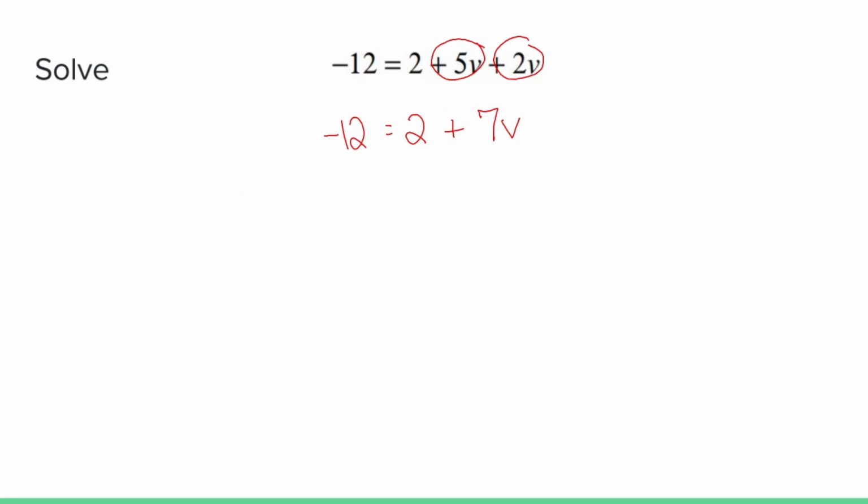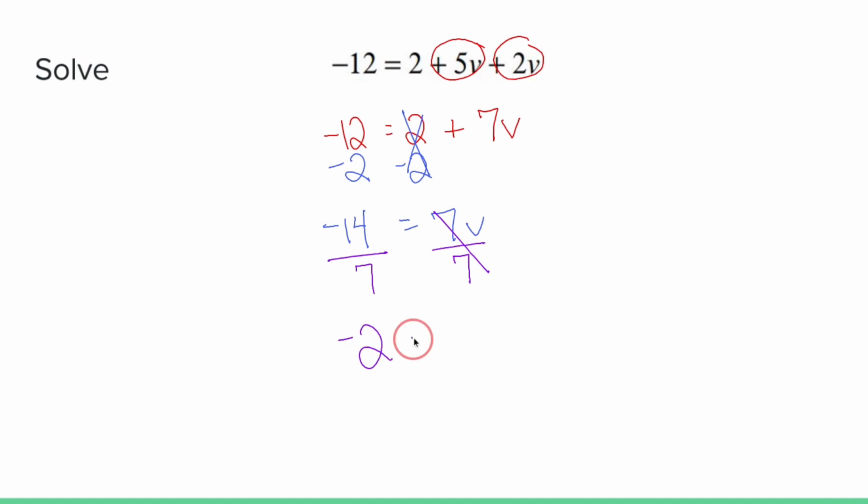Now we have a two-step equation. So subtract 2 from both sides, cross that out. Negative 12 minus 2 is negative 14. That equals 7v. And in order to get v all by itself, you do the inverse operation, which is divide 7 from both sides. Negative 14 divided by 7 is negative 2.